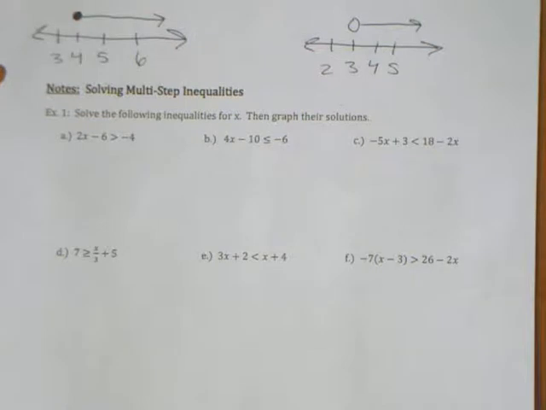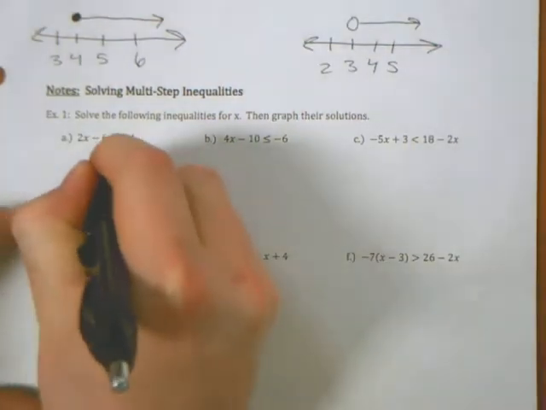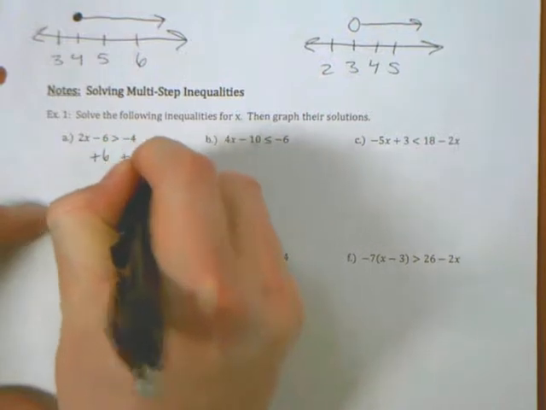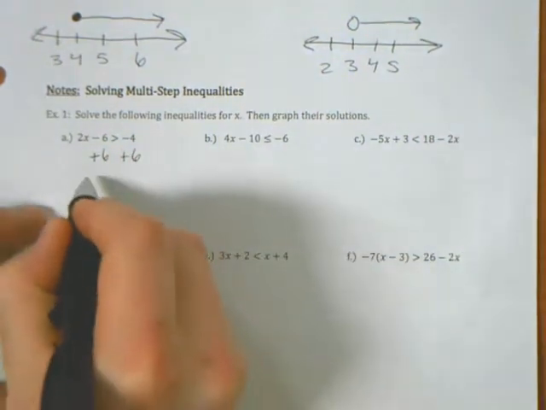So here's how we're going to attack this one. What do you think the first step is? You would add 6. Where do you get the 10? Divide every single one by 2. I'm going to add 6.